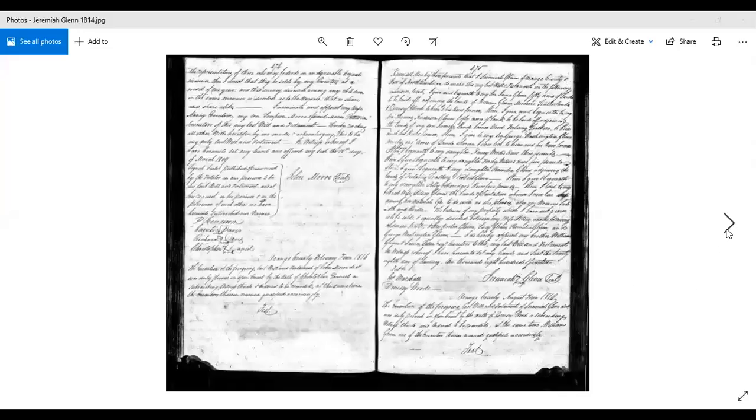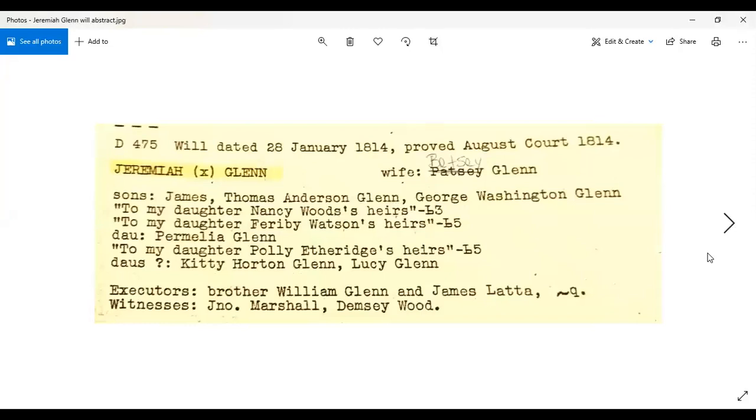This is, well, I'll show the other one. This is an abstract of Jeremiah Glenn's will. So this is kind of how you would see the difference between an abstract and a transcript. So it says that the will is dated the 28th of January, 1814, proved August in court in 1814. So about 7 months later was when it was proved. It has Jeremiah Glenn with an X, meaning that he signed it right there. But notice here it has wife Patsy Glenn, and someone has written over it Betsy. His wife was actually Elizabeth, but she went by Betsy. So that's why abstracts and transcriptions can be a bit different.